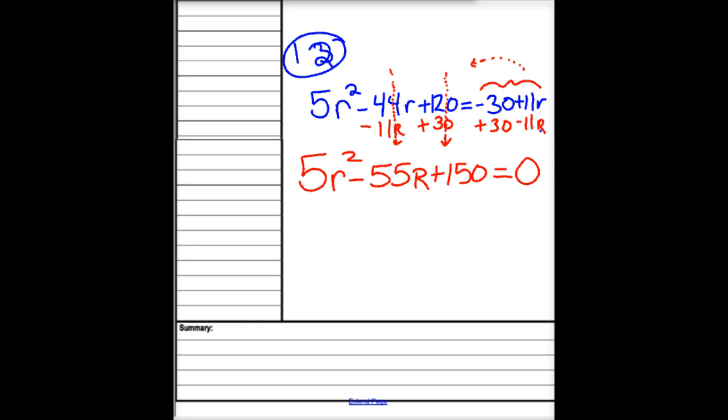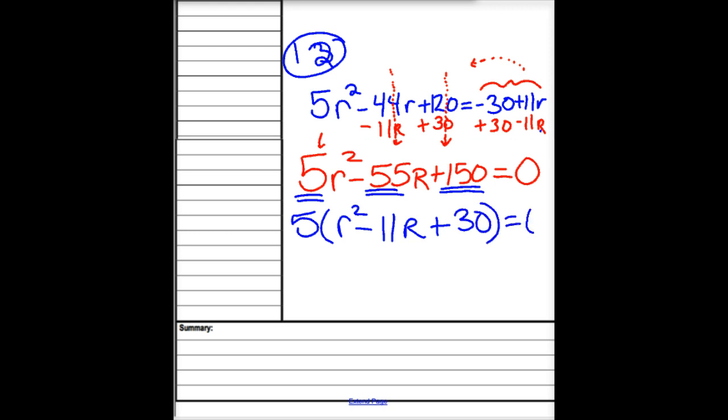And this is where you go, oh, crap, this isn't a 1. I hate that kind. However, you'll notice they're all multiples of 5. So we're going to take a 5 out, take a 5 out, take a 5 out, and maybe that'll make it easier to work with. When we divide a 5 out of every term, we'll get an r squared. 55 divided by 5 is 11. 150 divided by 5 is 30. And now notice, this is pretty easy to factor.